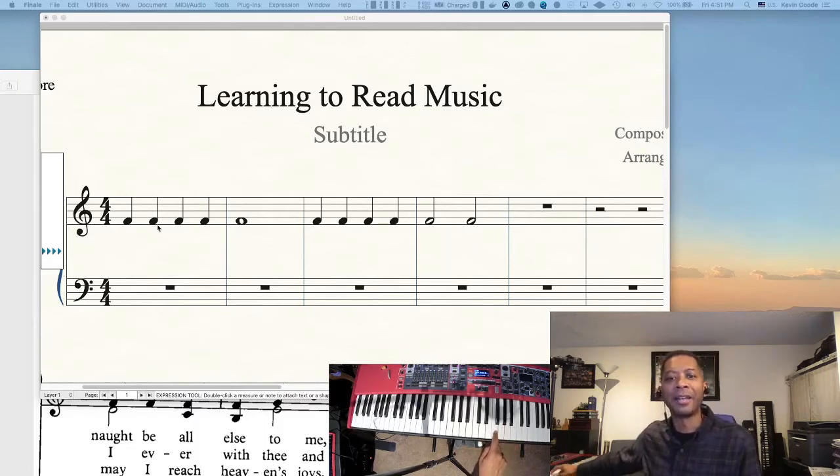One, and two, and three, and four, and I'm going to try to take my mouse and follow it at the same time. One, and two, and three, and four, and.